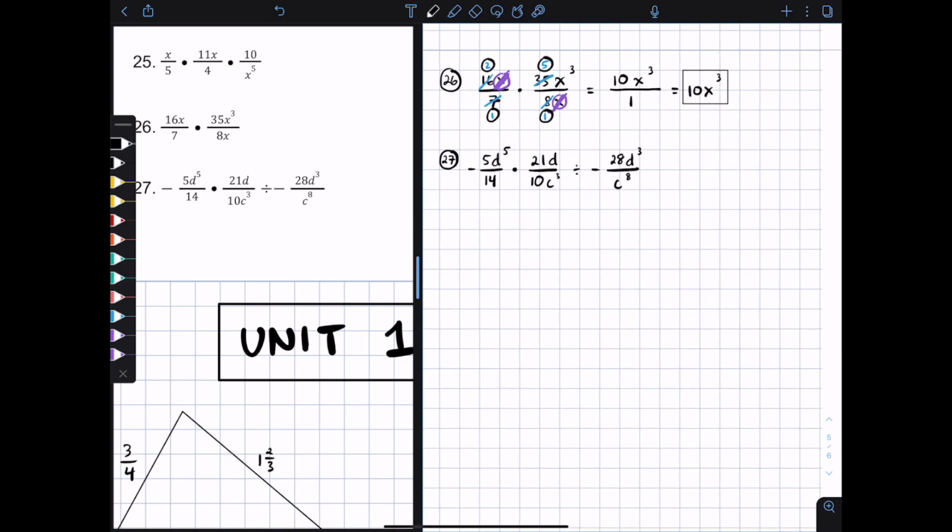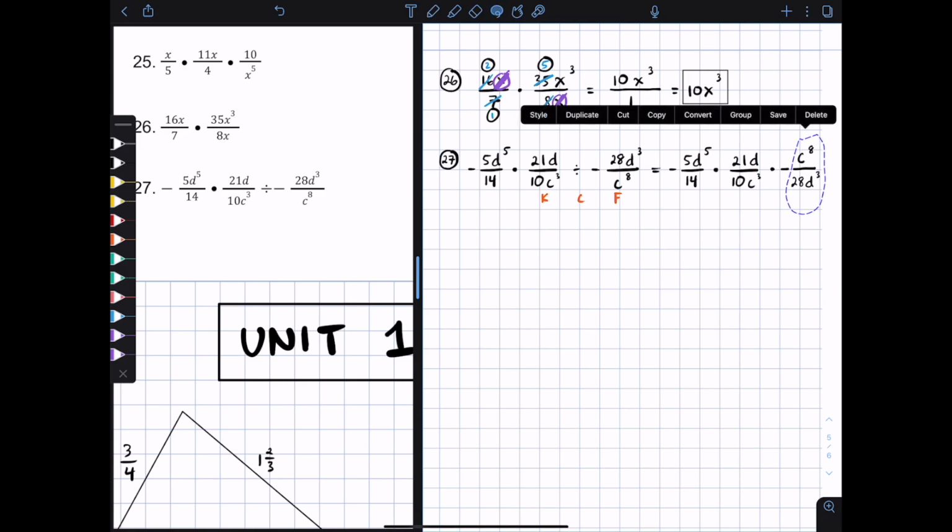All right, so we're going to change this a little bit the best we can so that we can just have one long multiplication sentence. So we can keep this, change this, and flip this. So we just have one long multiplication problem. So again, we're going to keep this. I'm just going to copy and paste this. And then we're just going to multiply by the reciprocal, or the flipped version, of this last fraction. And so that's going to be c to the 8th on top, and then 28d to the 3rd on the bottom. Okay, hopefully that's not going to be cut off the screen later.